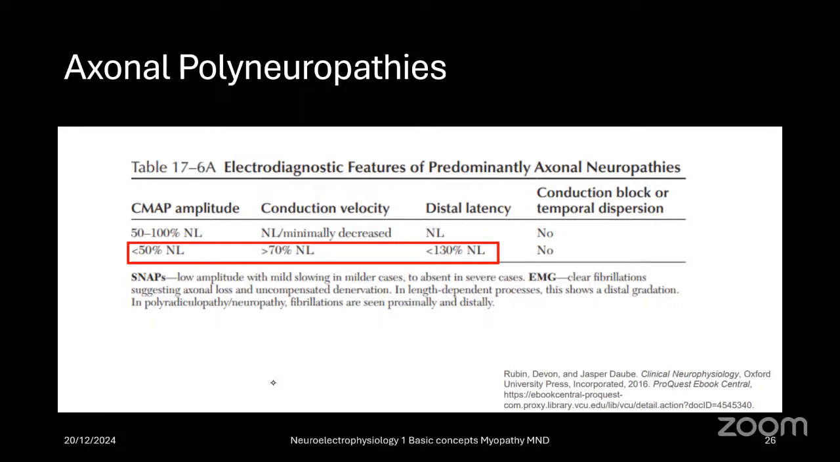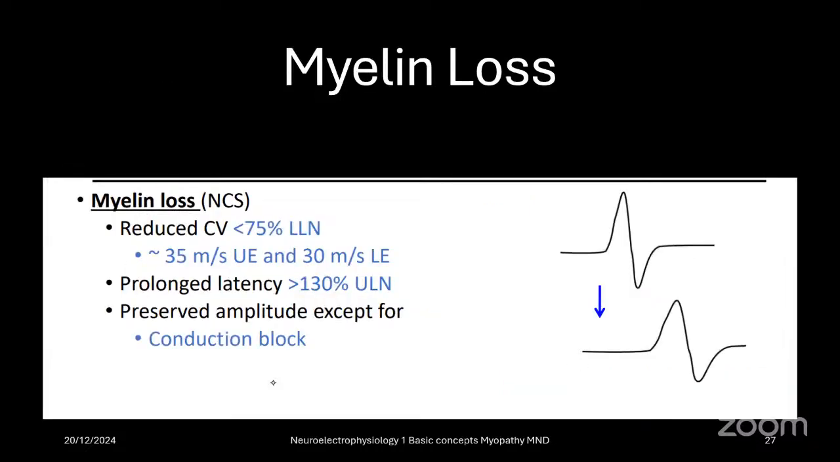In length-dependent processes, this shows a distal gradation. In polyradiculoneuropathy, fibrillations are seen proximally and distally also. So you have to pick up muscles proximal as well as distal. What we usually do is extensor digitorum brevis, and we go on to tibialis anterior and medial gastrocnemius and vastus lateralis, followed by the paraspinal muscles. So depending on the abnormality, you can diagnose.